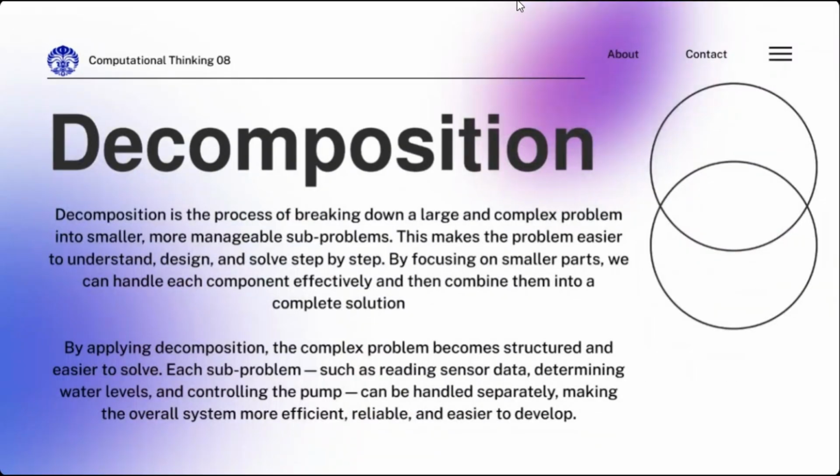The first one is decomposition. Decomposition is the process of breaking down a large and complex problem into smaller, more manageable sub-problems. This makes the problem easier to understand, design, and solve step by step. By focusing on smaller parts, we can handle each component effectively and then combine them into a complete solution. The conclusion: by applying decomposition, the complex problem becomes structured and easier to solve. Its sub-problems, such as reading sensor data, determining water level, and controlling the pump, can be handled separately, making the overall system more efficient, reliable, and easier to develop.